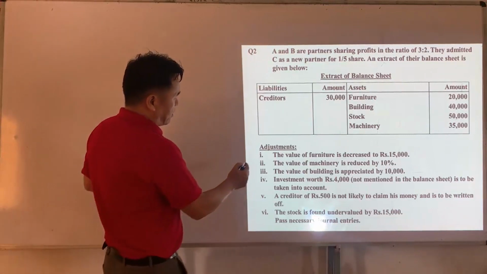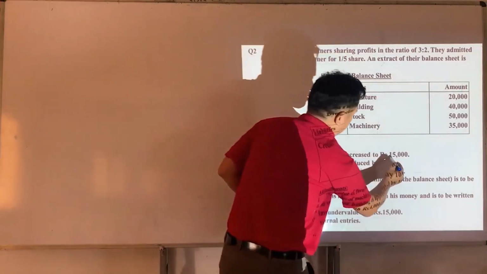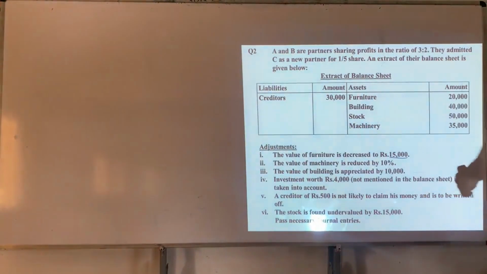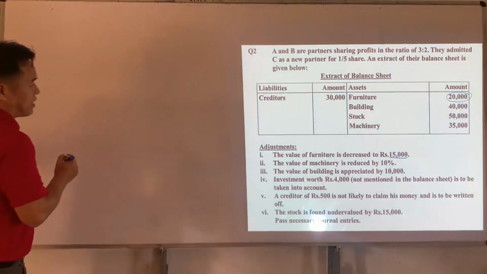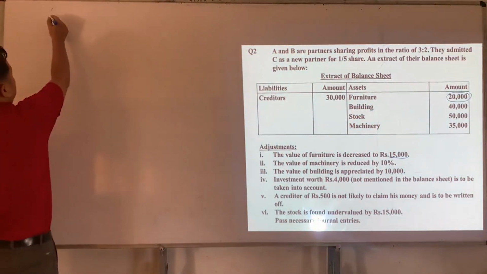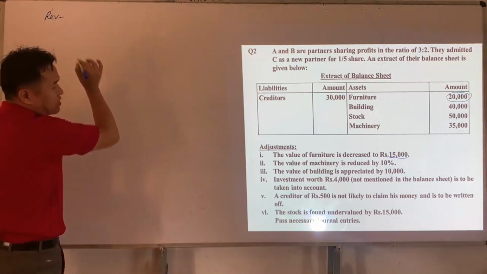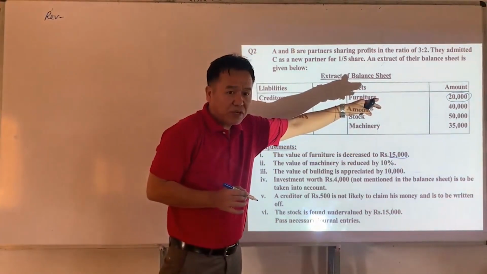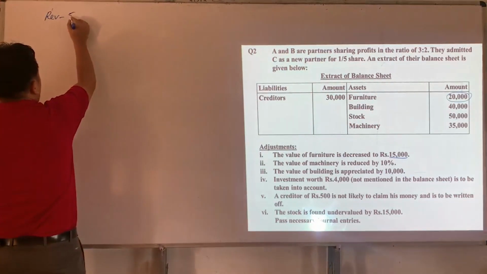So here in the adjustment, the value of furniture is decreased to rupees 15,000, whereas the book value of furniture is 20,000, which means the value of furniture is decreased by 5,000. Like I said before, for revaluation, we need to take the difference amount. What is the difference amount? The current value of furniture is 15,000, whereas the book value is 20,000. The difference amount is 5,000.